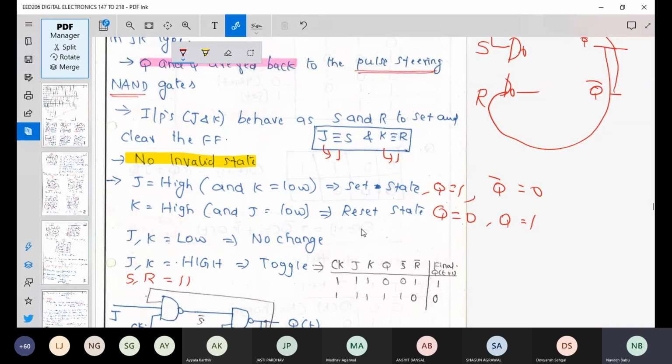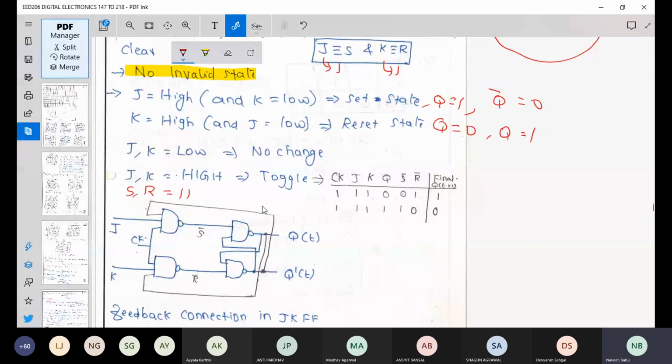Let me not jump directly into the complete truth table. I'll just tell you what happens. When Q is 0 and J and K are 1, your present state will get toggled in your next state, which means 0 will become 1. Your 1 will become 0 when you have 1 and 1, right? So which means this is toggling, right? This is toggling. So this is what will happen, and this is how your circuit will look like.